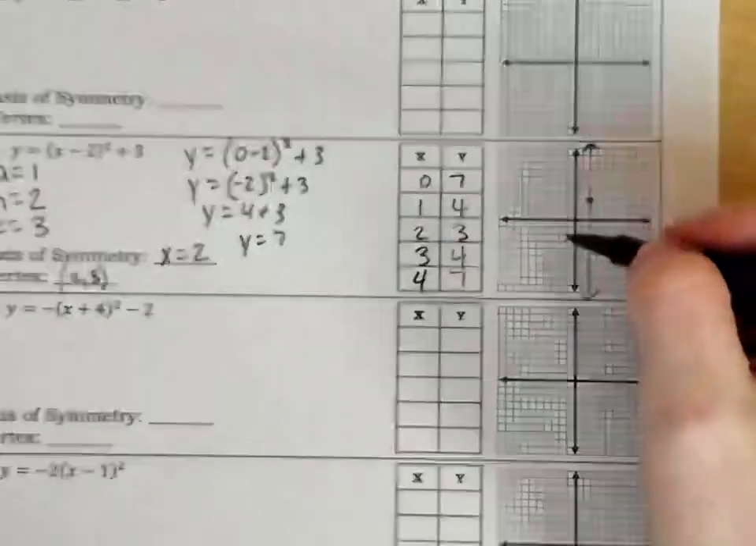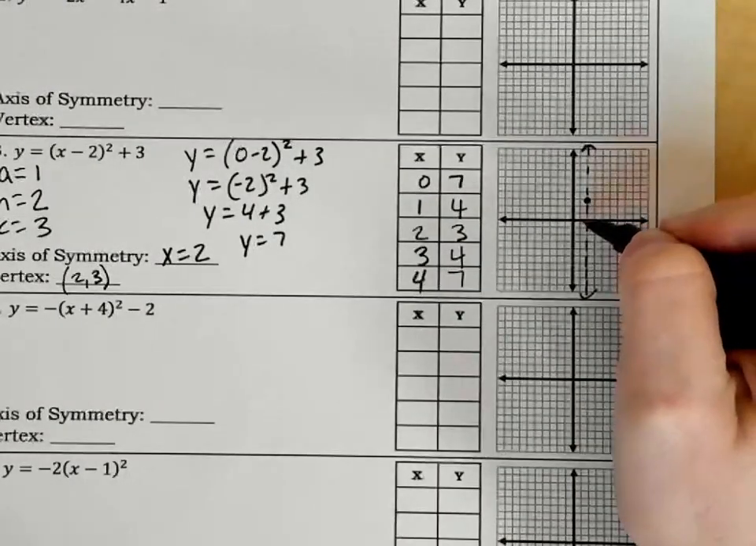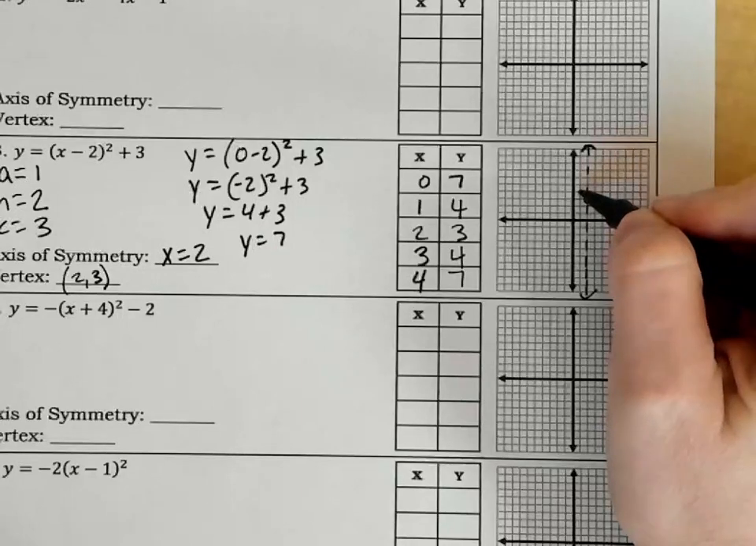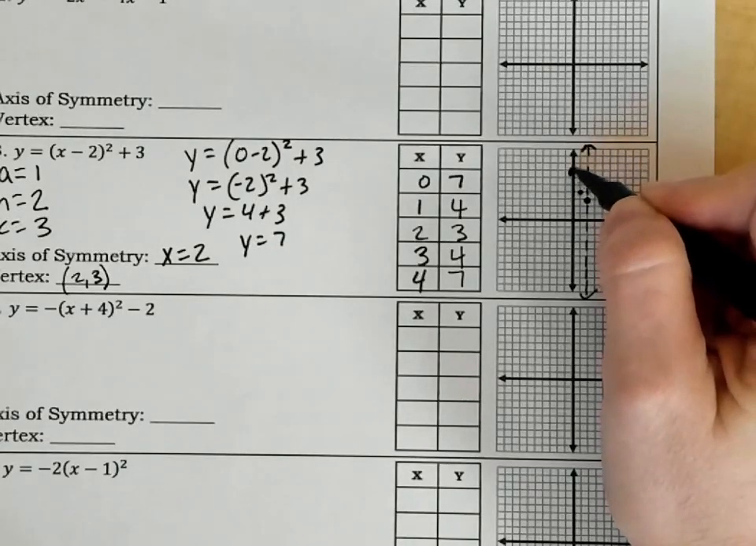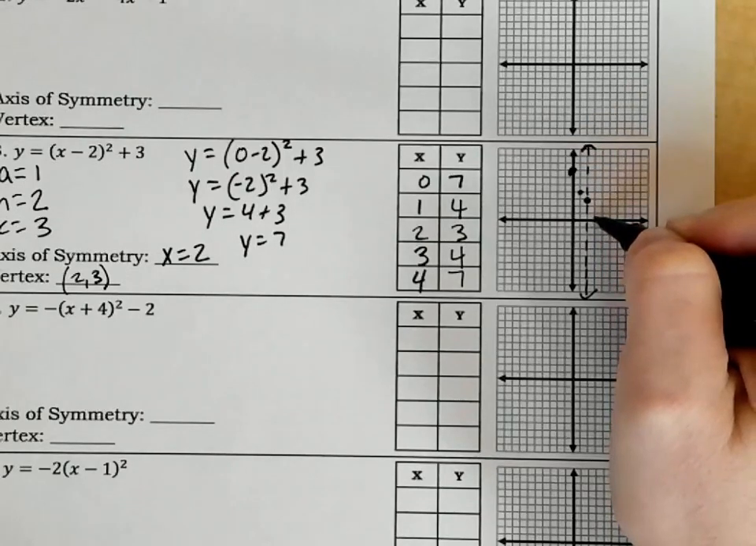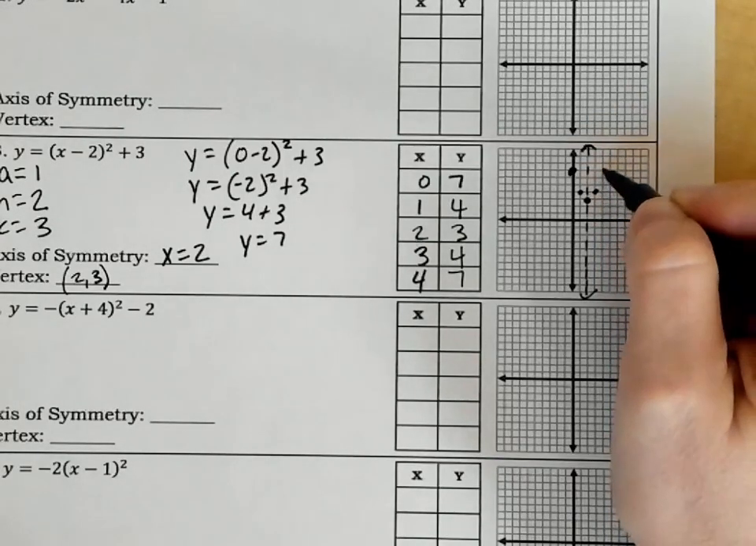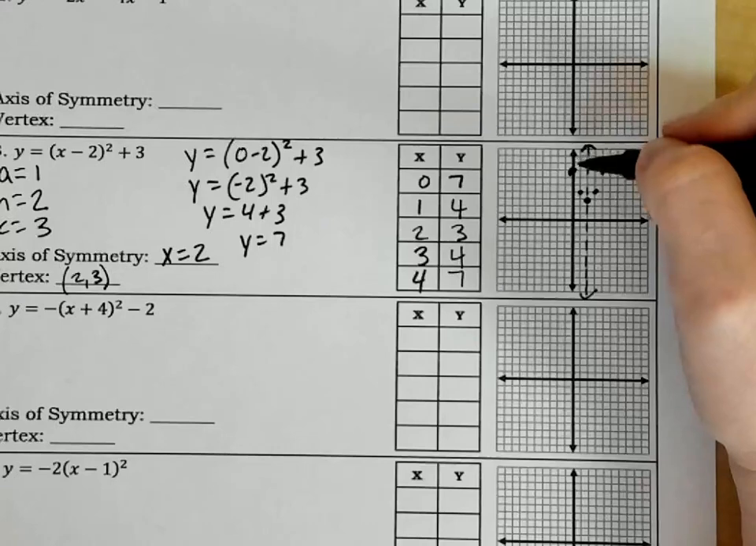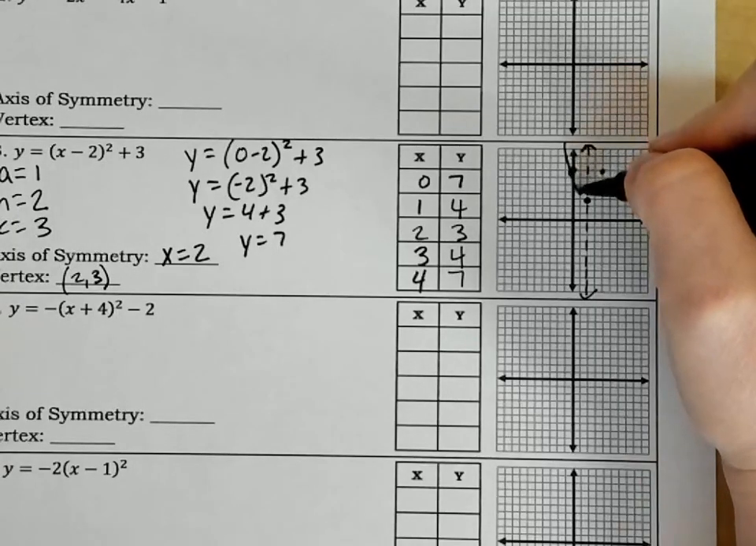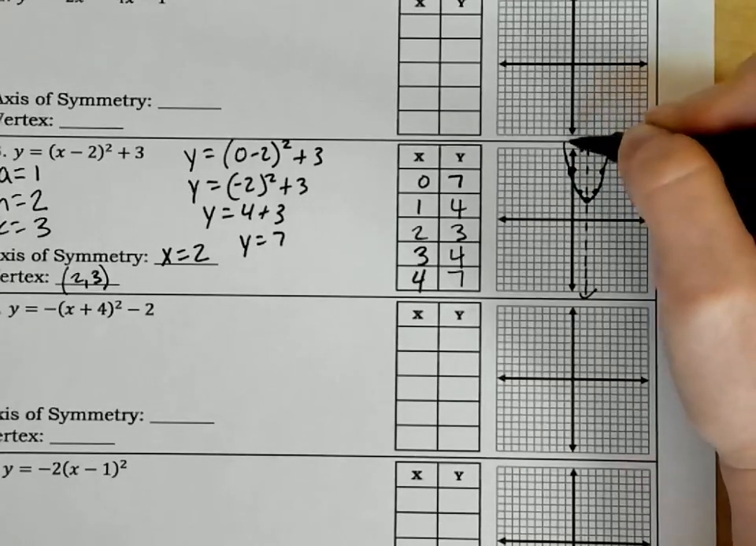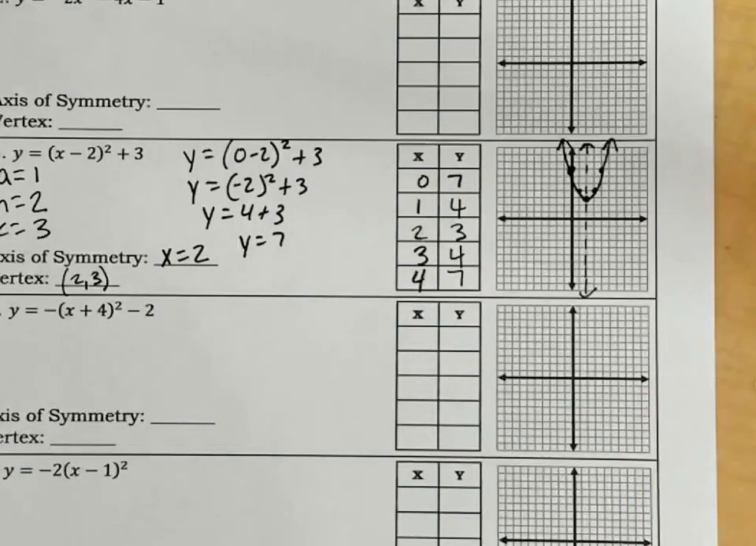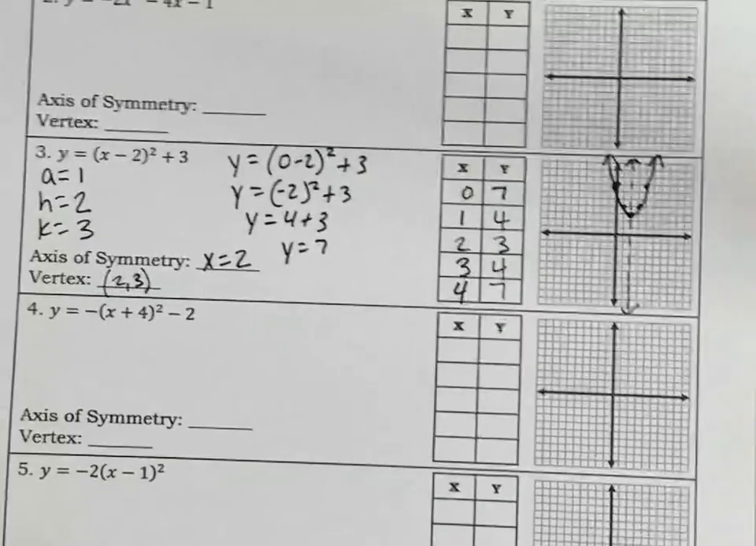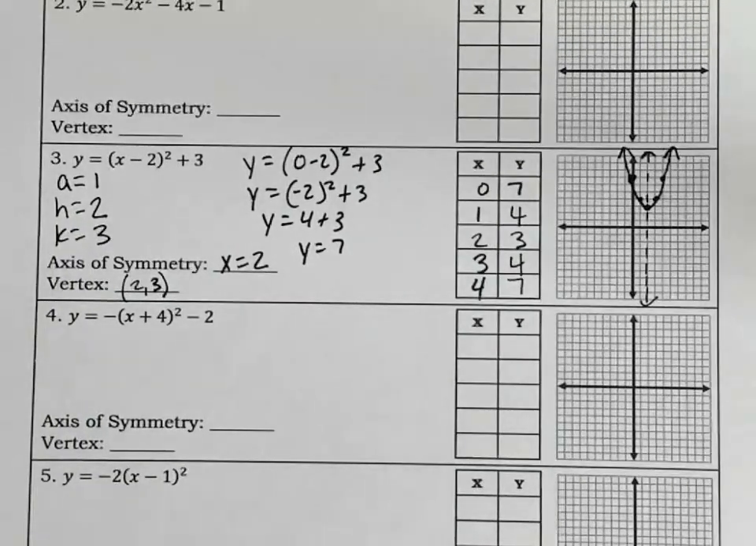I already have my (2, 3). I also need to plot (1, 4) and (0, 7). Then I need to plot (3, 4) and (4, 7). And then I'm just going to connect that with a nice smooth curve. And there is my parabola drawn. So you're going to continue this process practicing with the additional practice problems that we have here.